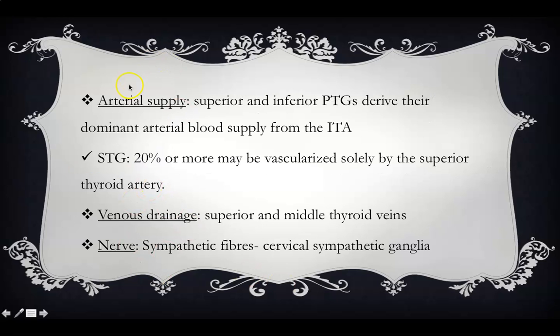Now, talking about the arterial supply. Like I told you, the parathyroids, both superior and inferior, are mainly supplied by the inferior thyroid artery. But in some cases, the superior parathyroid gland, in 20% or more, may be vascularized solely by the superior thyroid artery. But at your level, you should just remember that it is supplied by the inferior thyroid artery. Venous drainage is by the superior and middle thyroid veins, and nerve supply is sympathetic fibers from the cervical sympathetic ganglion.